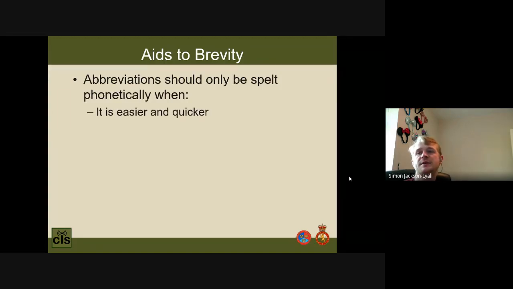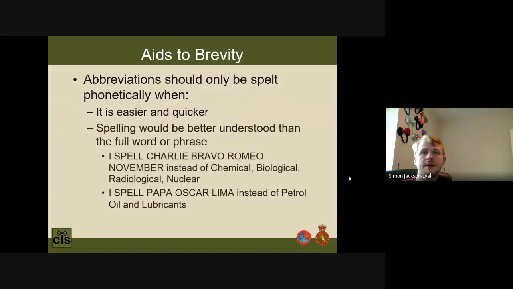So abbreviations should only be spelt phonetically when it's easier and quicker, and spelling would be better understood than the full word or phrase. So again, another example here is it's easier to say I spell Charlie Bravo Romeo November instead of chemical, biological, radiological, nuclear. And it's easier to say I spell Papa Oscar Lima and more understandable instead of petrol, oil and lubricants. Normally we'd say, if it was good conditions, you'd just say POL, wouldn't you? So it's just about being sensible, thinking about that receiving station. How can you make sure your message gets across clearly?